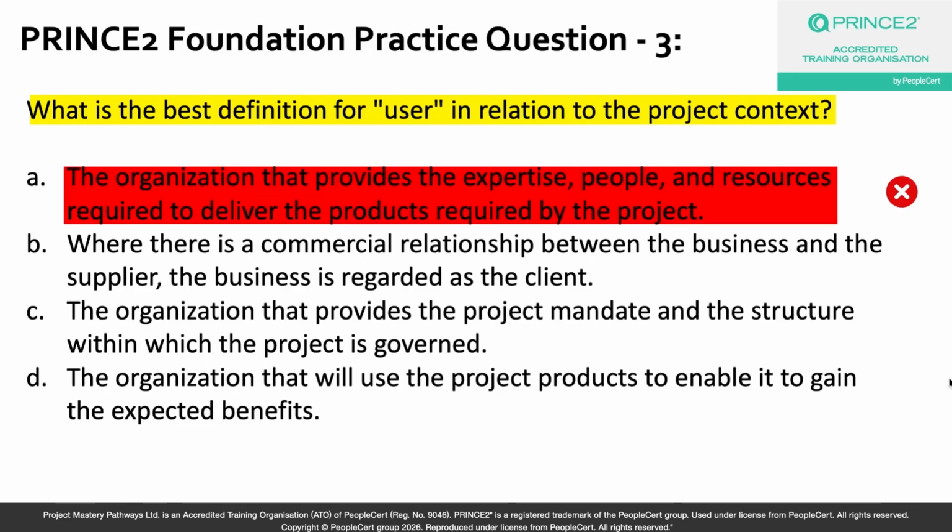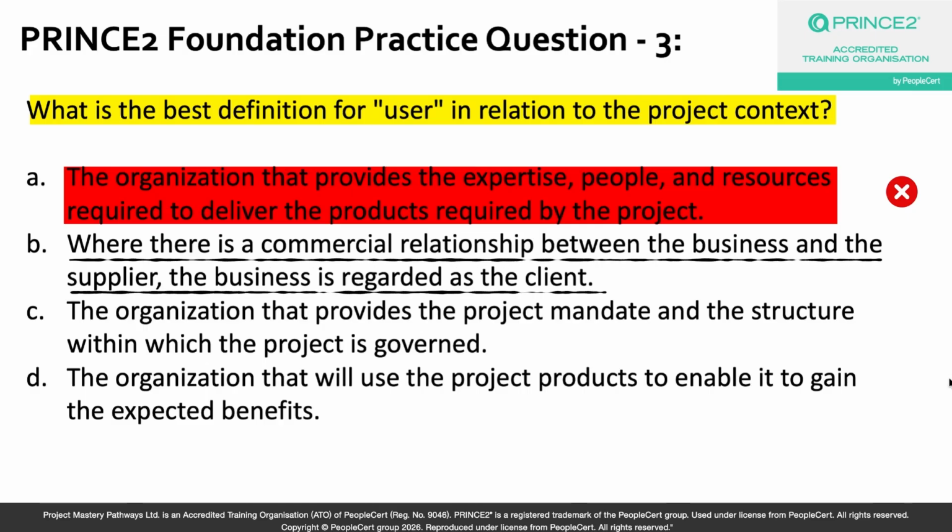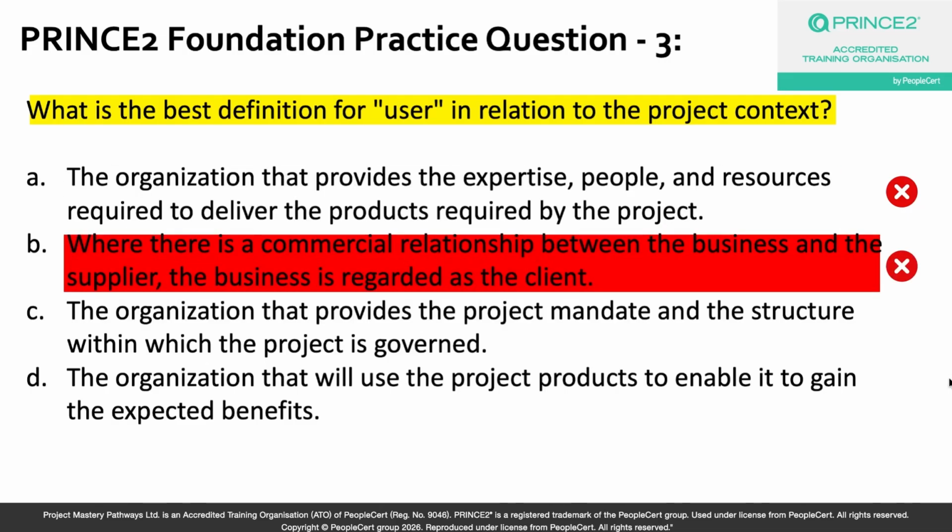Let's look at option B. Where there is a commercial relationship between the business and the supplier, the business is regarded as the client. Now, this one is actually the definition of a customer in PRINCE2. Okay, so when a commercial arrangement exists between the business commissioning the project and the external supplier delivering it, the business takes on the role of the customer. Okay, nothing wrong with the statement itself, but it has nothing to do with the user. Okay, so that is why option B is also incorrect.